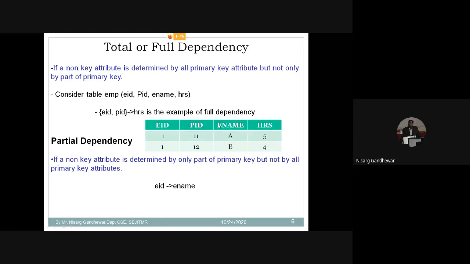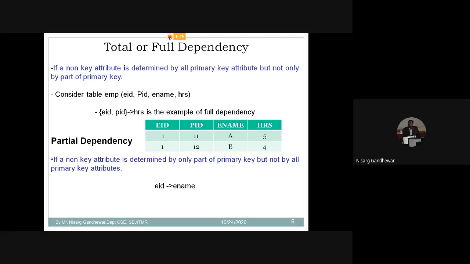Here is a simple table I have created. This is the employee table, which has 4 attributes: employee ID, project ID, employee name, and number of hours. Now in this case, can you tell me what is the primary key? Kushwant or Ritika, can you tell me what is the primary key for this employee table?